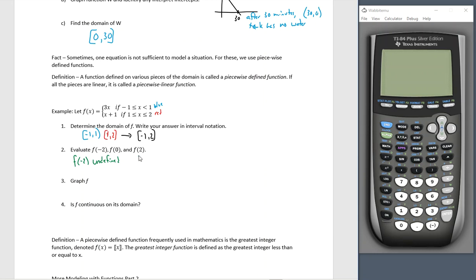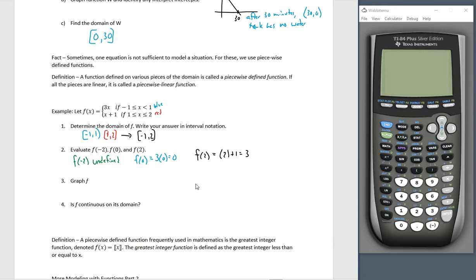I can't find that. f of 0. Well, 0 is in this section between negative 1 and 1. Right? 0 is in this first domain, so it's using the first formula. And finally, if I want to find f of 2, where does 2 lie? It's not in this top domain. It's in the bottom domain. x can equal 2. So I use the bottom formula to get 2 plus 1, which is 3.